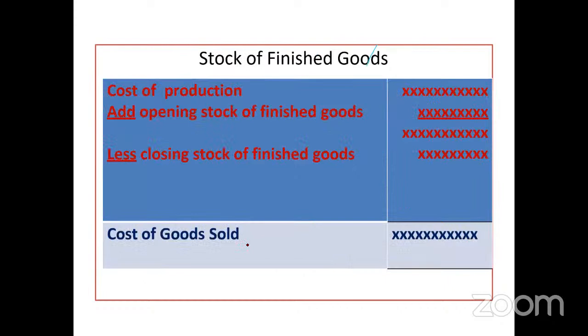This is all about work in progress. Okay. Coming to stock of finished goods. For treatment of finished goods, again, opening stock of finished goods is there and closing stock of finished goods is there. So here, please remember, first we have to ascertain or compute what is our cost of production. After getting the cost of production, we have to add the opening stock of finished goods and deduct closing stock of finished goods in order to get the cost of goods sold, or you can say total cost. Is it fine?